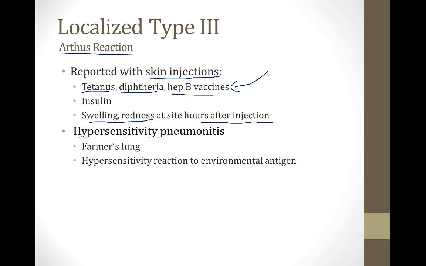This has also been reported with people who have diabetes and have to repeatedly administer insulin under the skin. Another example of an Arthus reaction is hypersensitivity pneumonitis. This is not in the skin. This condition is called farmer's lung, but this is a hypersensitivity reaction to environmental antigens. Some patients with farmer's lung have circulating antibodies, and when they inhale certain antigens, those bind in the tissue of the lung and cause an Arthus type reaction.